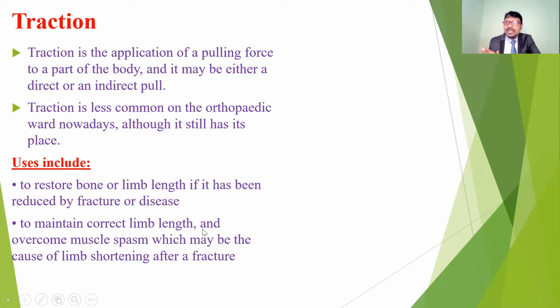In case of shortening because of the fracture, displacement, or abnormal position of the limbs, there is a chance of a short limb length. If you give traction, we bring them into the normal position and also overcome the muscle spasm, which may cause limb shortening after the fracture. Because of muscle spasm or muscle overactivity, the bone fragments are pulled in other directions. So if we give traction, we can bring them into the normal position and maintain the alignment.